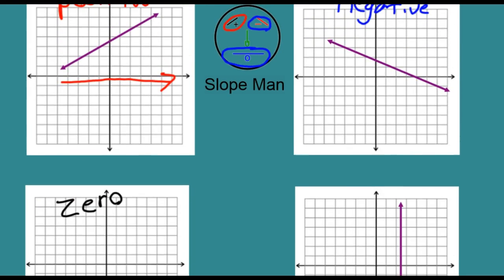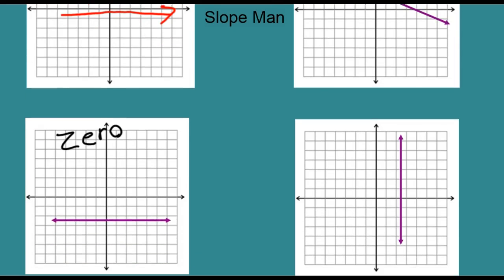Now the last part of slope man is his nose. His nose is a straight line down, and then there's a little U on the end of his nose. That U stands for undefined. So if the line is straight up and down, it's called undefined. That means our slope is impossible.